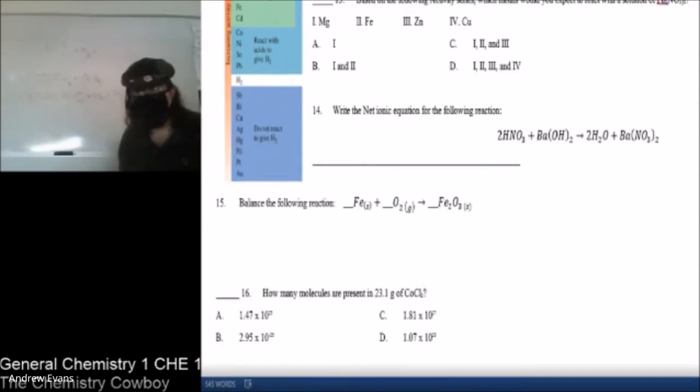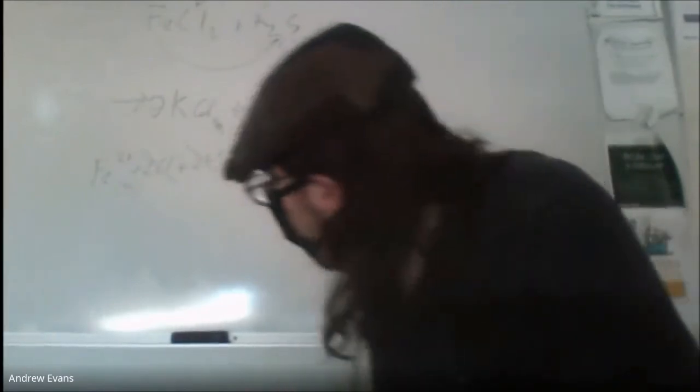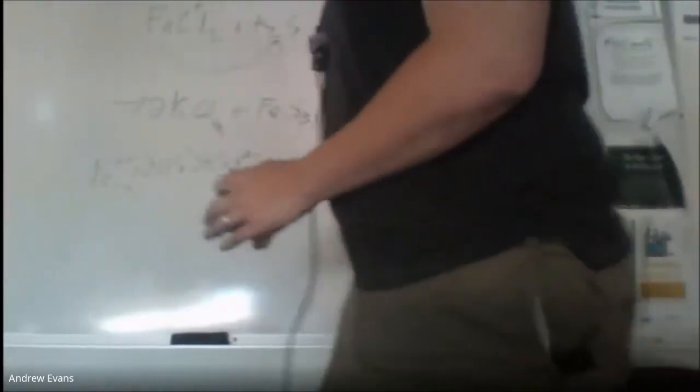Okay, net ionic equation. This is an acid-base one. Nitric acid plus barium hydroxide goes to water and barium nitrate. So, with this in mind, same thing. Any acid-base reaction will result in water and the salt.